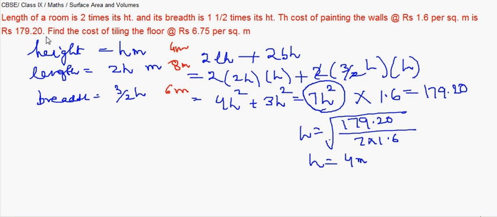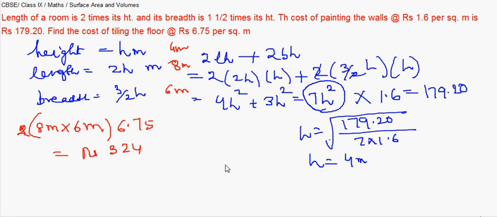We have to find the cost of tiling the floor. The area of the floor will be length into breadth, so it is 8 meters length, breadth is 6 meters. This at a rate of 6.75 per square meter, if we calculate this, I am getting it as rupees 324. So the total cost required for tiling the floor is rupees 324. Let's move on and take another one.